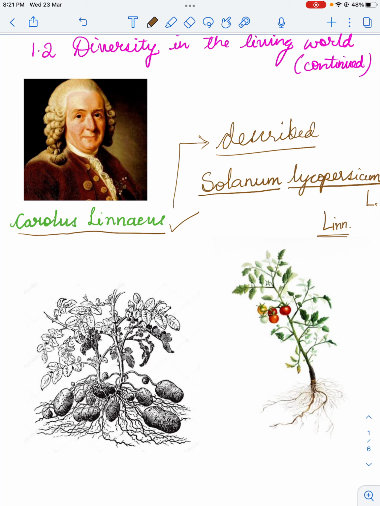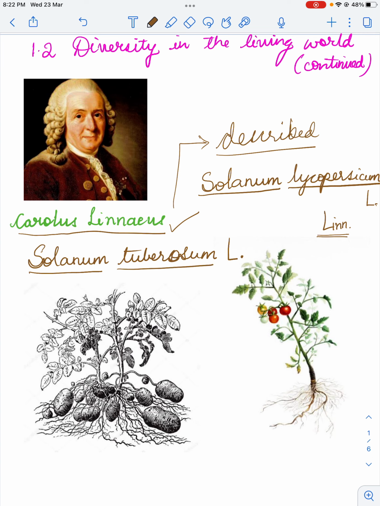There was one more example, potato, which I would like to give you. The scientific name of potato is Solanum tuberosum. And it was also described initially by Linnaeus, hence the letter L followed by a full stop.